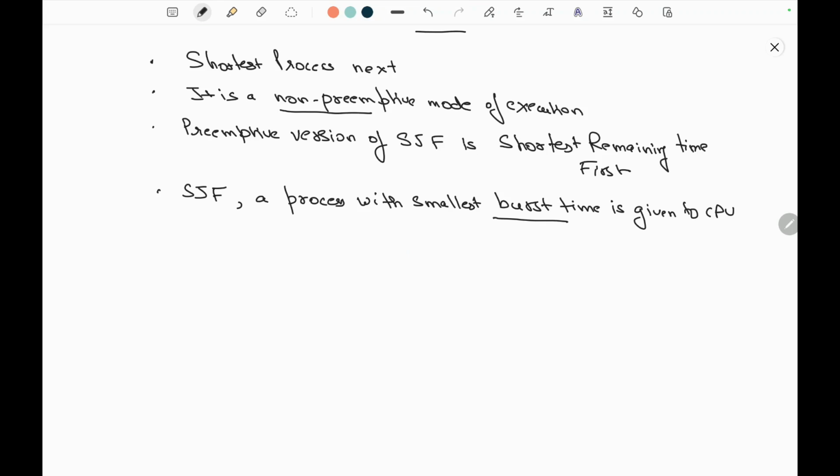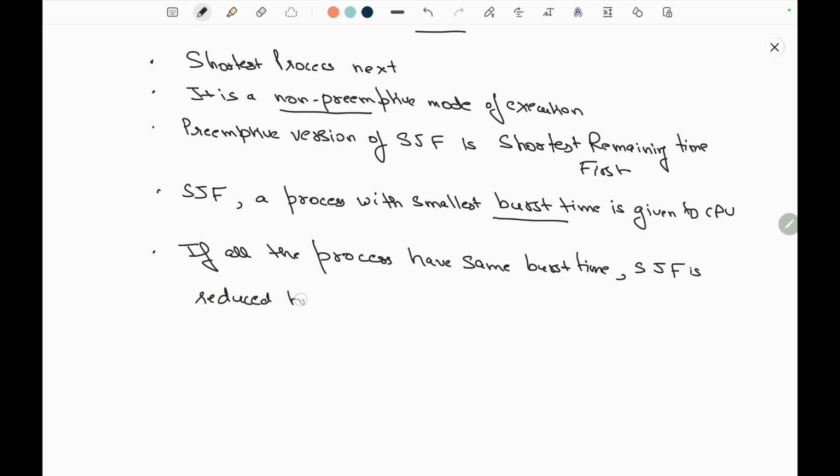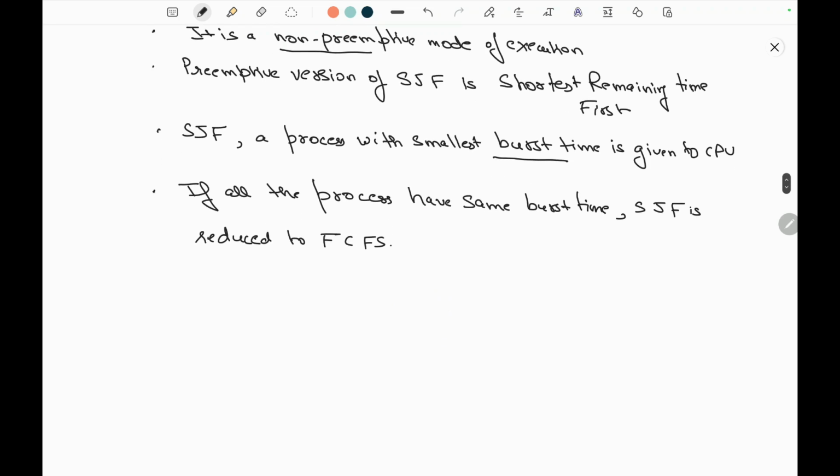Now, if all the processes have the same burst time, so if burst time of all the jobs are the same, then SJF is basically reduced to first come first serve algorithm. So if the burst time is the same, then it will be treated as a first come first serve algorithm.